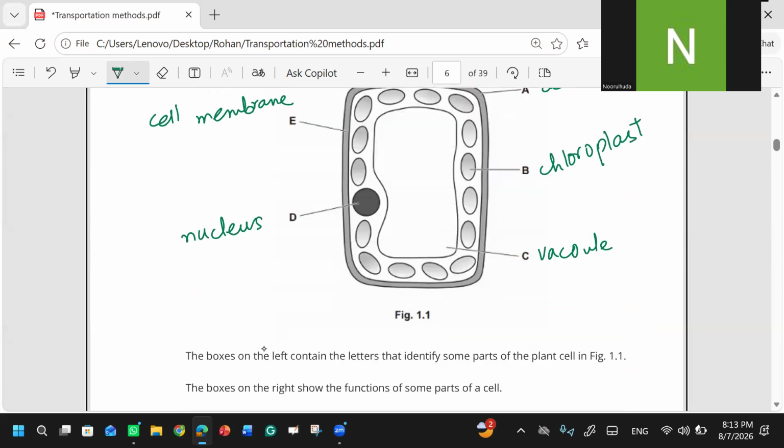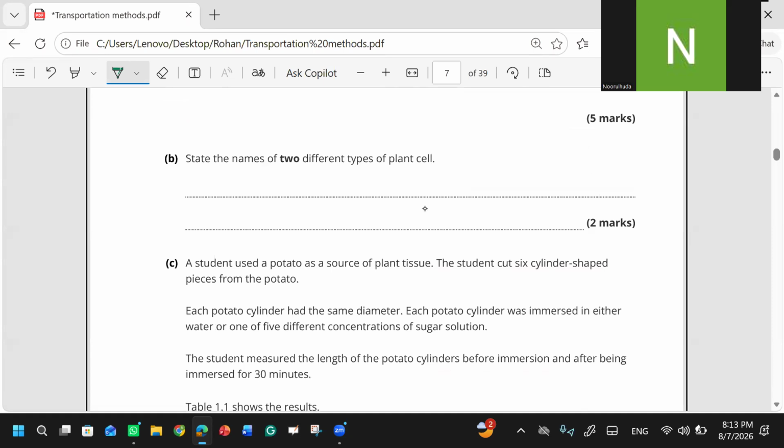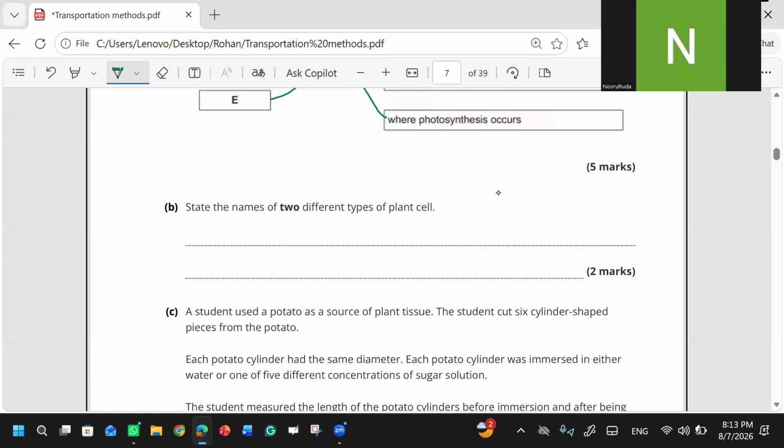What about D? D is the nucleus, where it controls the genetic material. And E is the cell membrane, where it controls the substances entering and leaving. Good. State the name of two different types of plant cells. Root hair cell and palisade cell. Yes, root hair and palisade.